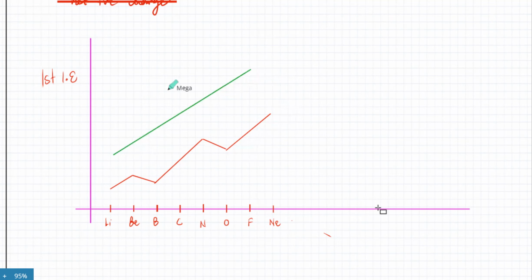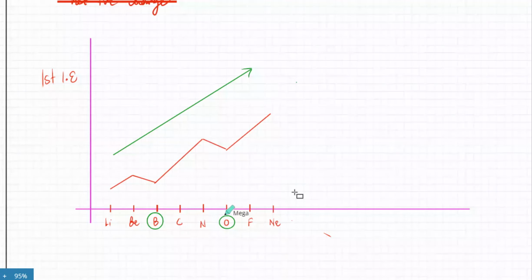It is increasing, but there are a few dips. There are some dips that are happening at boron, which is group 3. And there's another dip that's happening at oxygen, which is group 6. So you are getting 2 dips in ionization energies. So we have the general trend, but there would be dips that you're going to experience at group 3 and group 6. So the question is, why are there dips happening?